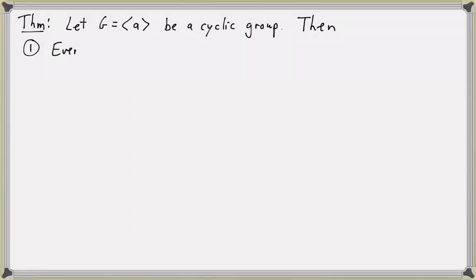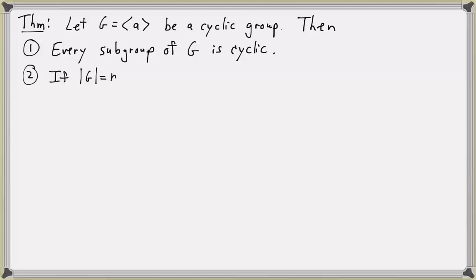Now we'll prove another theorem about cyclic groups. So let the cyclic group G be generated by a. Then we have the following two facts. Every subgroup of G is cyclic. And secondly, if the order of G is n, then the order of every subgroup of G divides n.